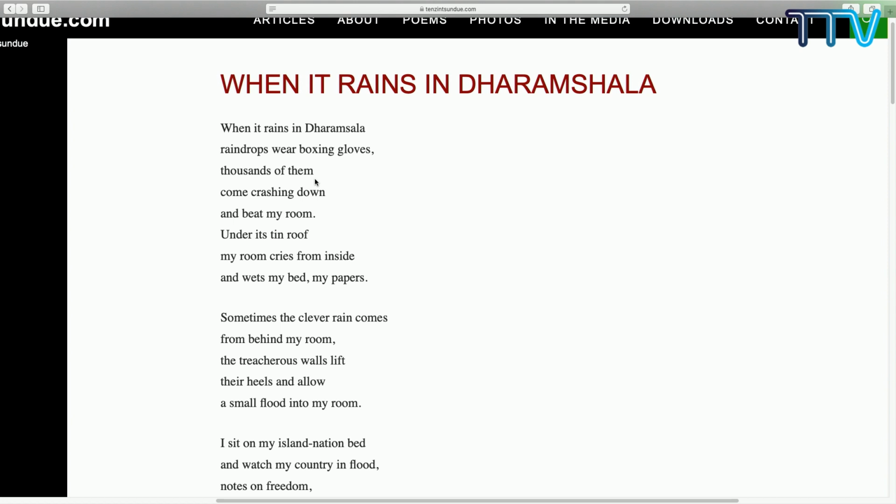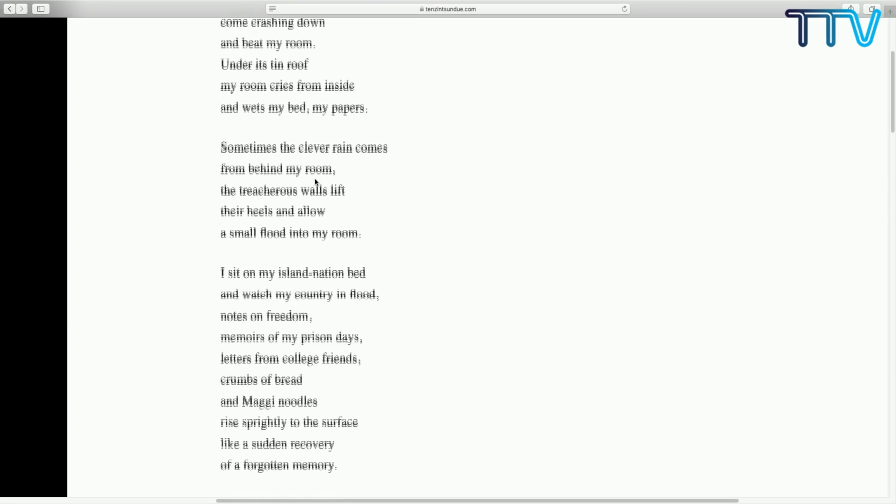When it rains in Dharamsala, raindrops were boxing gloves. You see, boxing gloves, thousands of them come crashing down and beat my room. Under its tin roof, my room cries from inside and wets my bed, my papers. You see, he was just describing, and you can vividly picture all these things. He has beautifully painted the picture of Dharamsala, especially during the rainy season. I'm sure those of us in Dharamsala can easily relate to this small piece of writing.